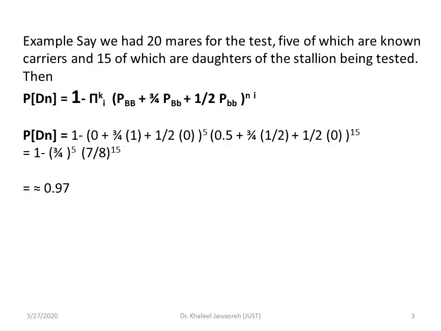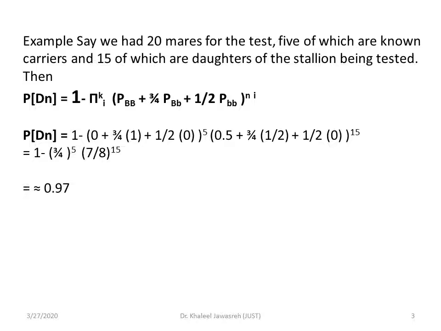Example here, say we had 20 mares for the test, 5 of which are known carriers, and 15 of which are daughters of the stallion. So we have two different types of mates. One of them is known carriers, and the second is the daughters. We merge these two types of mating just to be sure that this stallion is clean. So we will apply this equation.